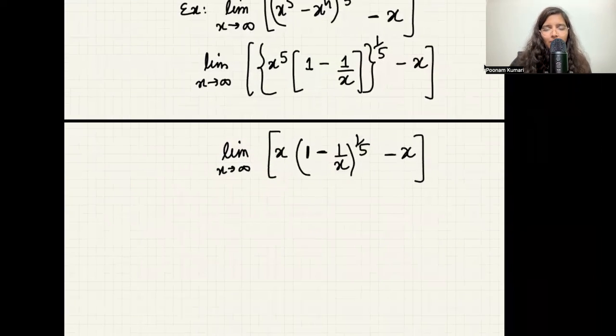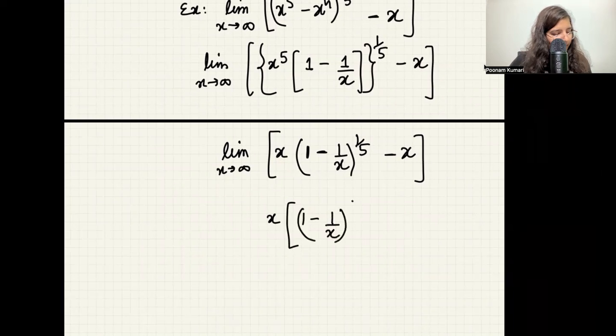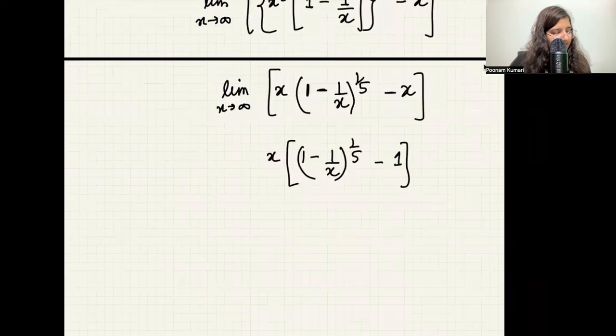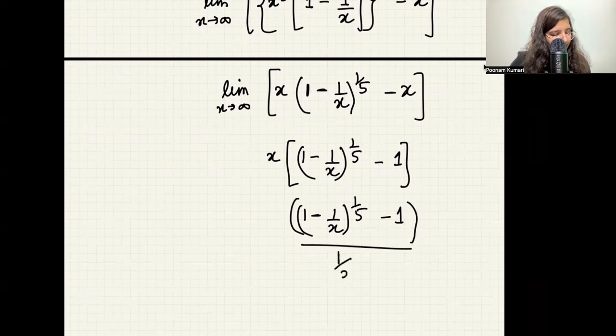Now we can see that if you take x common, you have (1 - 1/x) raised to the power 1/5, minus 1. Can I bring it down here? If I do that, I get (1 - 1/x) raised to the power 1/5, minus 1. This is the first thing. And then this is divided by 1/x, so it will go up, and it's exactly the same expression. Then you try and figure out the limit as x is tending to infinity.